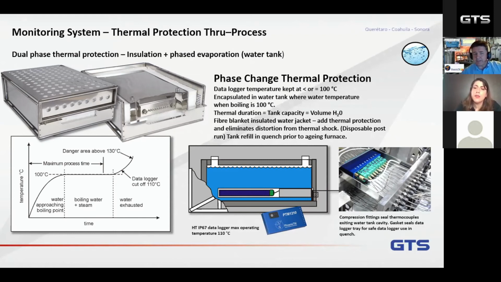Now, the interesting thing is that this is the phase change of the water. So we need to make sure that there's enough water in the tank to maintain the temperature of the logger below 100 degrees. So we can have different size tanks to suit the duration of your process. Now, the important thing is, obviously, the water in this tank will evaporate off during the furnace, but when it goes into the quench, it will actually replenish itself. So it's a bit like a battery. It will recharge itself with water from the quench, and it will then give you subsequent protection for the age hardening process that follows the quench.